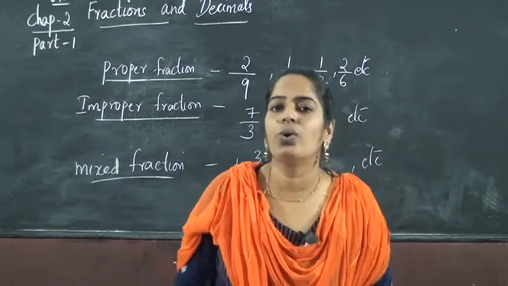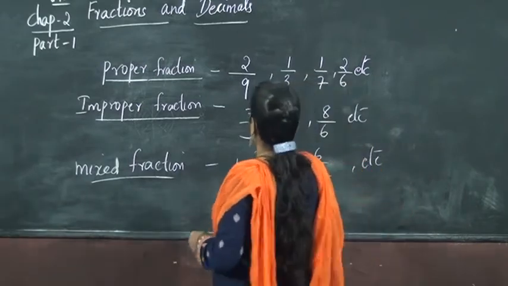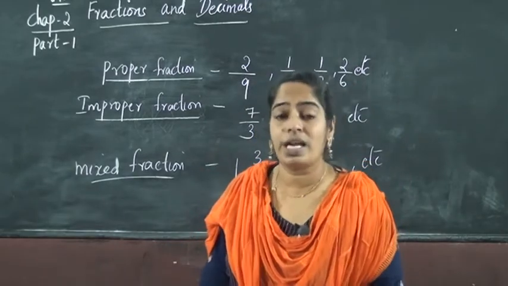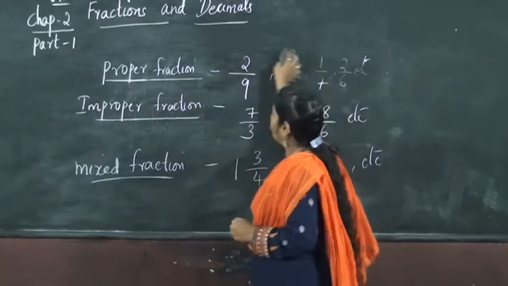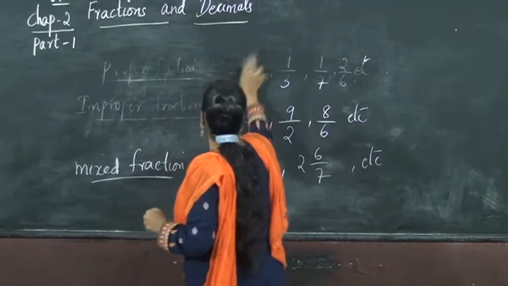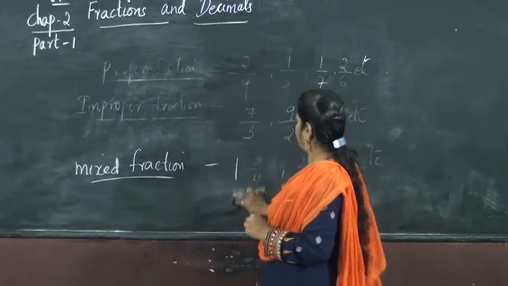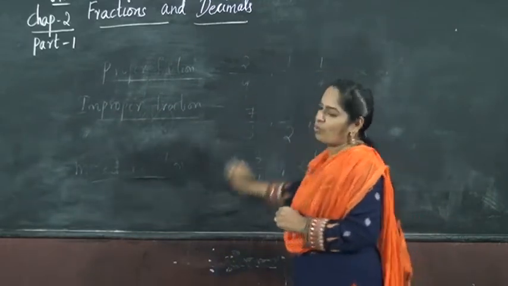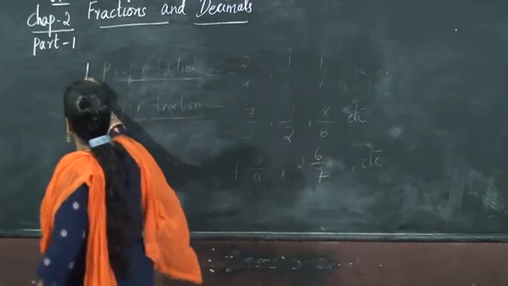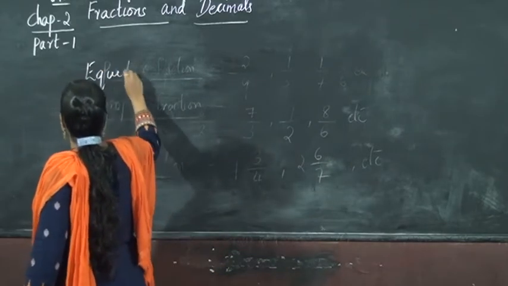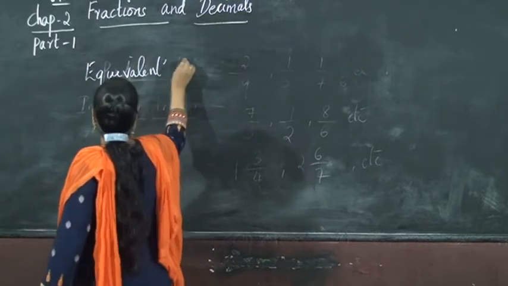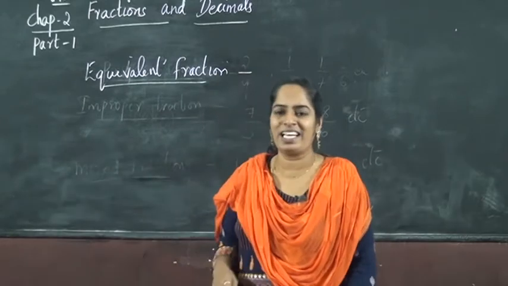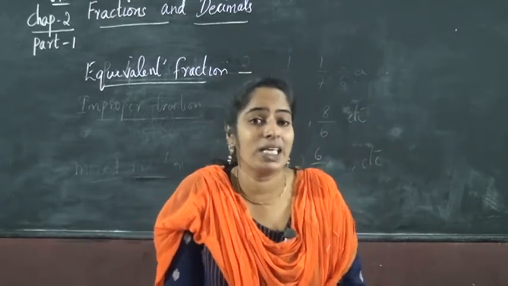Okay, now we can go to equivalent fraction. This you all understand, children? Okay, I know you all understand and study this. So next we go to equivalent fraction. What is meant by equivalent fraction? You have heard about equivalent fraction, isn't it, children? Yes, some of the children are telling, isn't it?